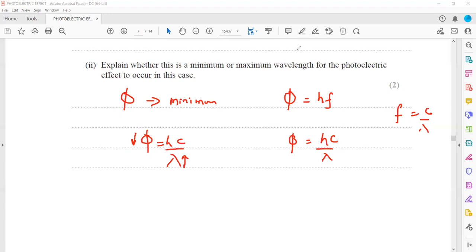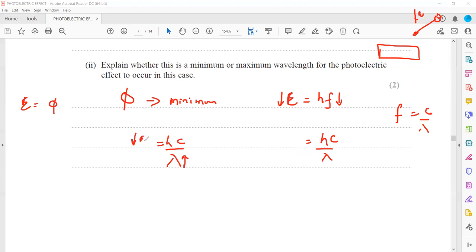So here, in the formula E equals phi, phi is the minimum energy, so E will be the minimum. In terms of energy, this is the minimum energy which we supply. That corresponds to the minimum frequency. Minimum energy is called the work function. Minimum frequency is called the threshold.